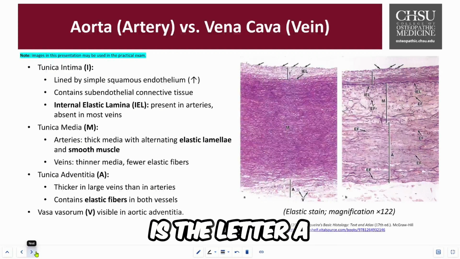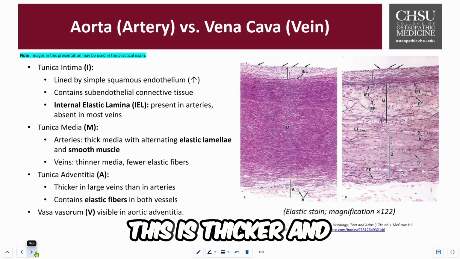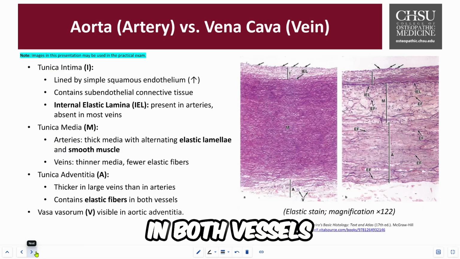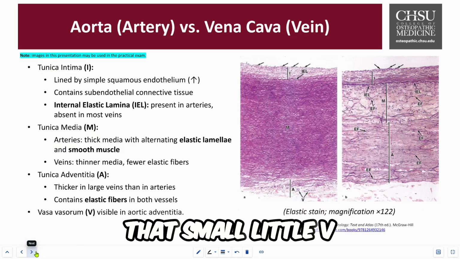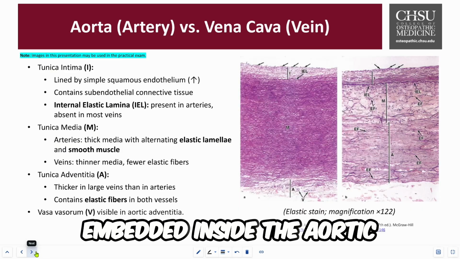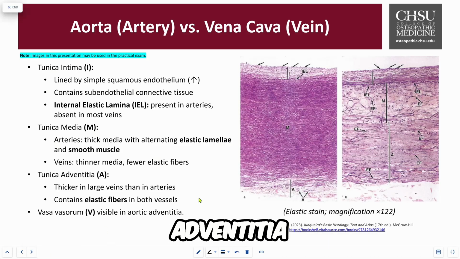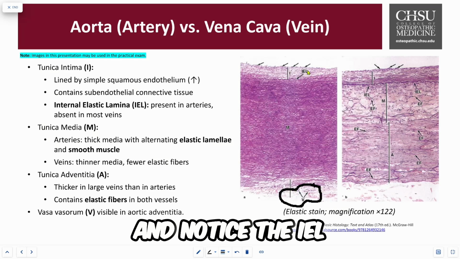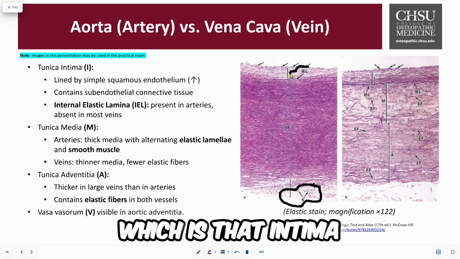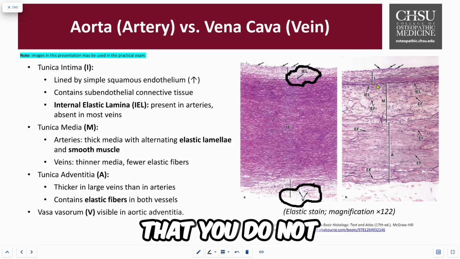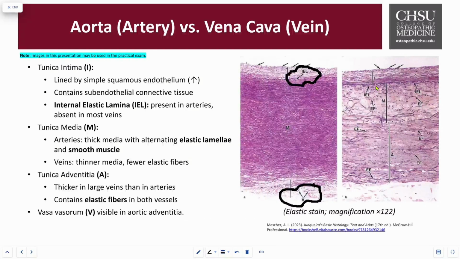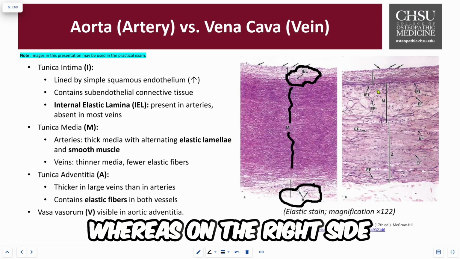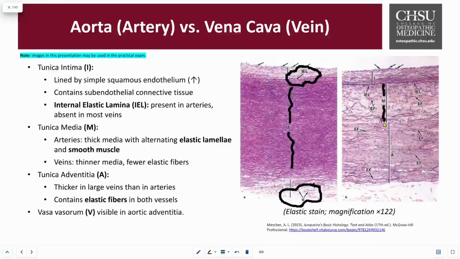The final layer is the letter A, tunica adventitia. This is thicker in large veins than arteries and contains elastic fibers in both vessels. You can see that small little V, the vasa vasorum, embedded inside the aortic adventitia. So that's right here, these small little tiny vessels of V. And notice the IEL, the internal elastic laminae, that you do not see over on the vein side, and then of course the thickness of the media. This is the artery, whereas on the right side, this is the vein.